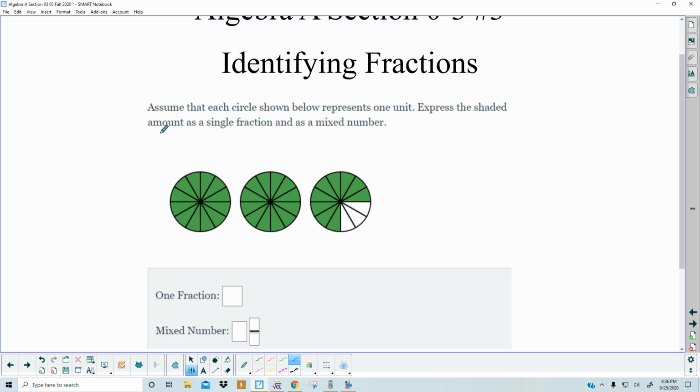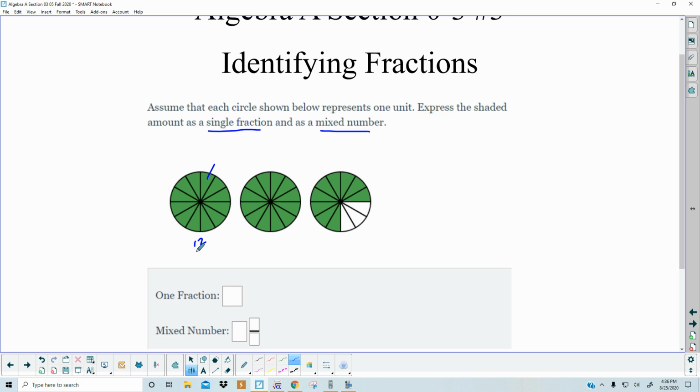In this, they're asking you to express the shaded area as a single fraction and as a mixed number. First, let's count all the pieces in one of these. However many circles or pie charts you have, they're always going to be divided into the same amount. It's not like this one's going to be divided into 12 and that one into 7. So let's count them: 1, 2, 3, 4, 5, 6, 7, 8, 9, 10, 11, 12. These have 12 pieces.